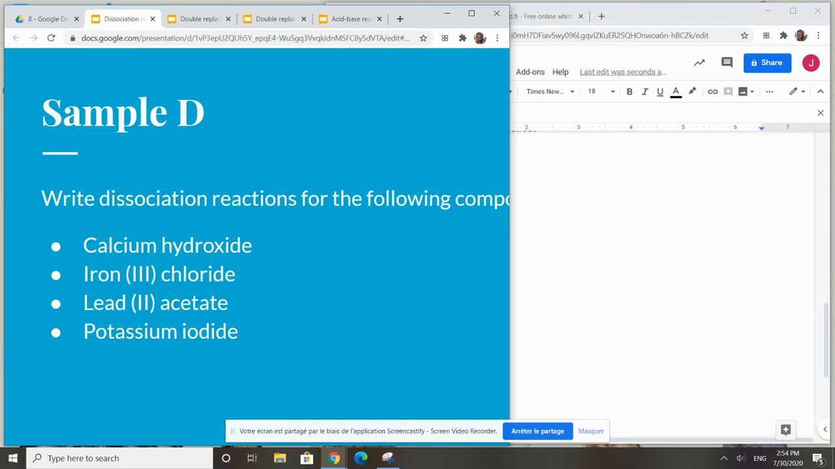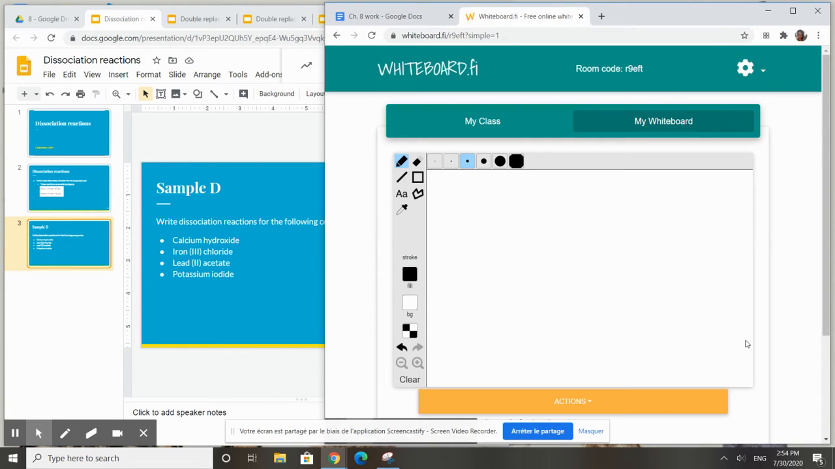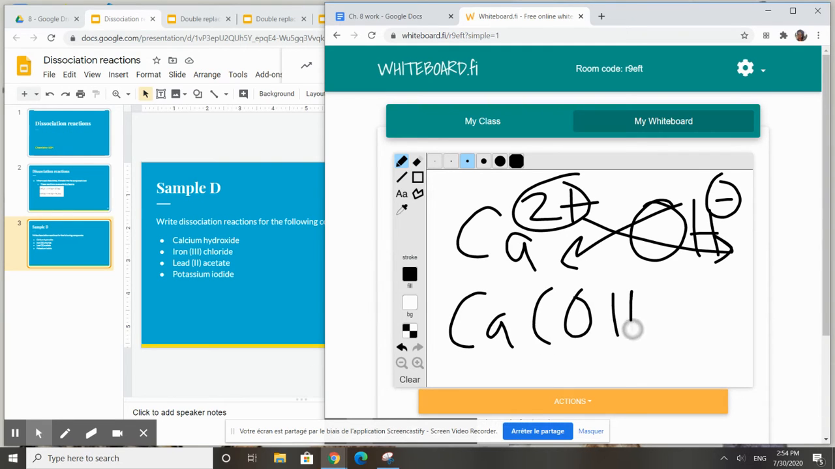So the first one is calcium hydroxide. The first thing I need is the formula for calcium hydroxide, so I have to do my crisscross. Calcium takes on a 2+ charge. Hydroxide is from the polyatomic ion sheet. Crisscross applesauce. Remember your parentheses.